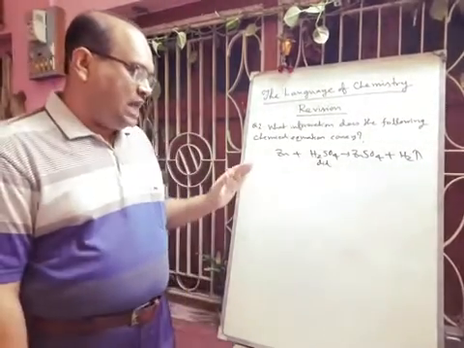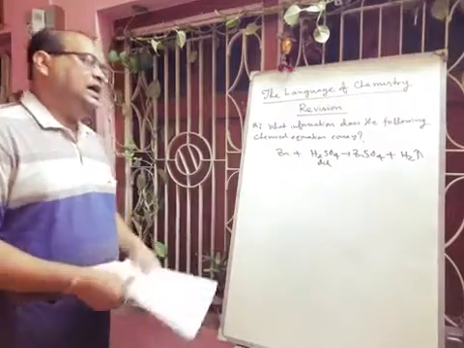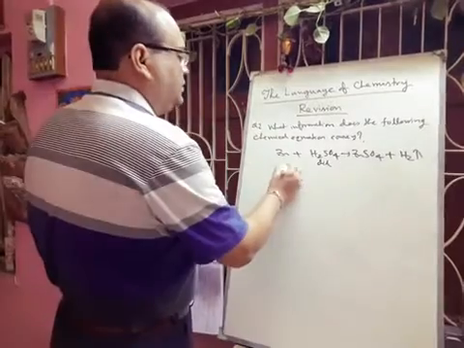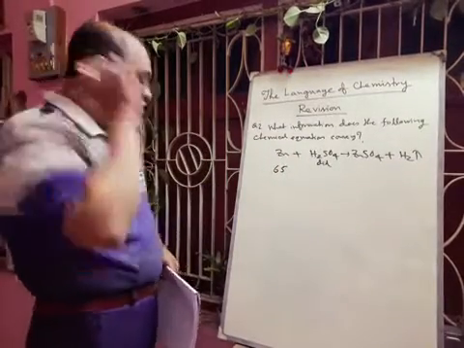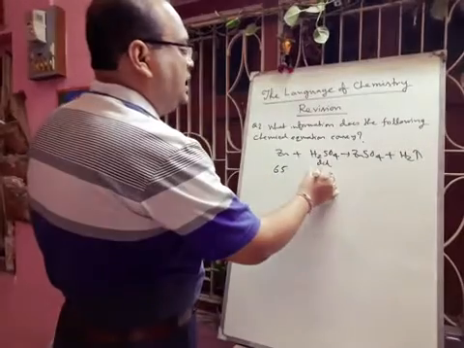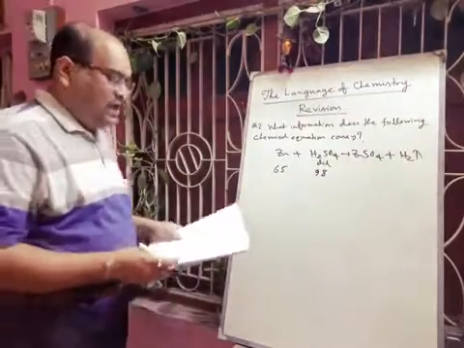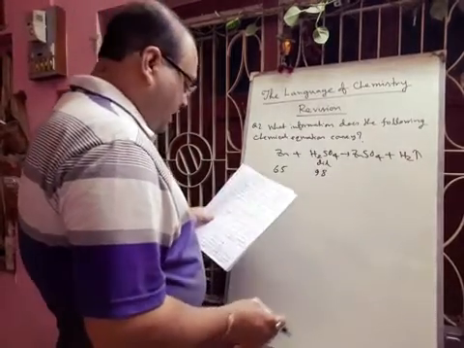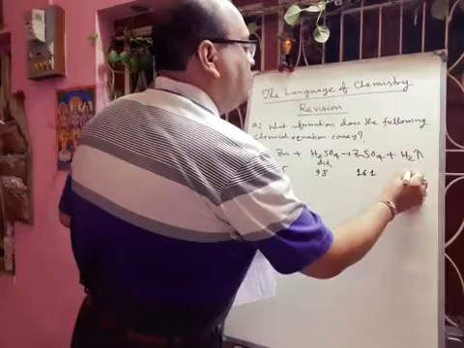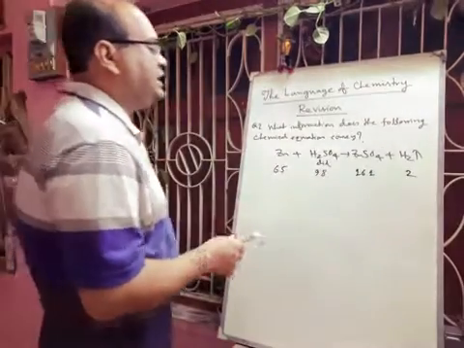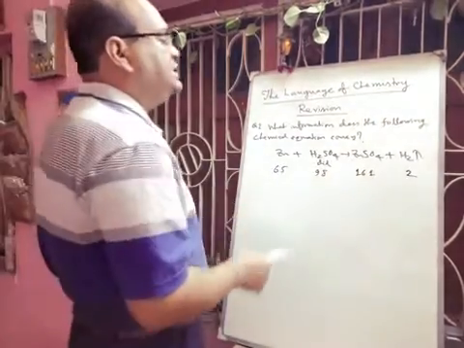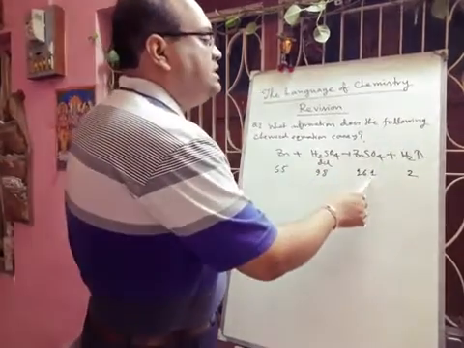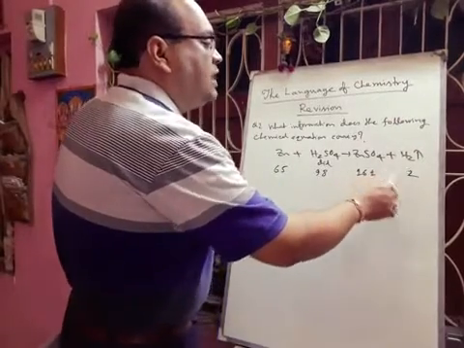In another way, the atomic weight of zinc is 65, the molecular weight of sulfuric acid is 98, the formula mass of zinc sulfate is 161, and hydrogen is 2. So from here you can tell that 65 parts zinc is reacting with 98 parts sulfuric acid, forming 161 parts of zinc sulfate and 2 parts of hydrogen gas.